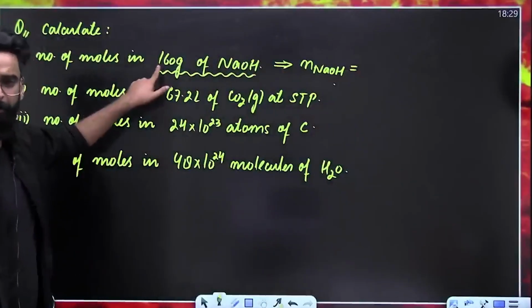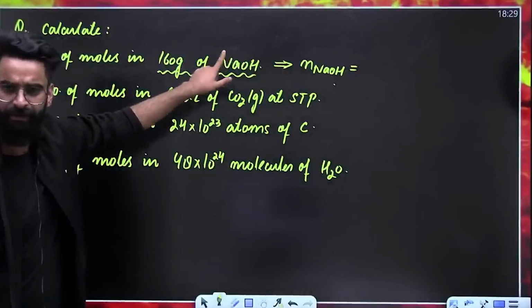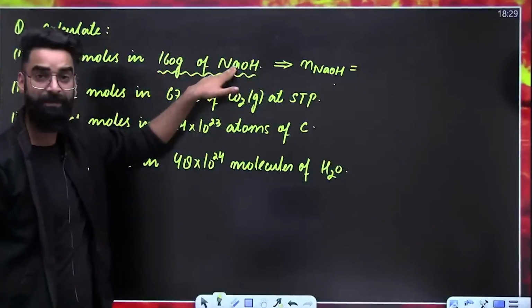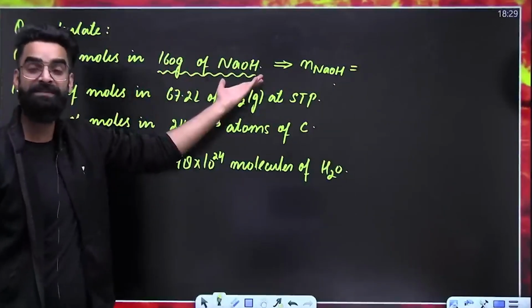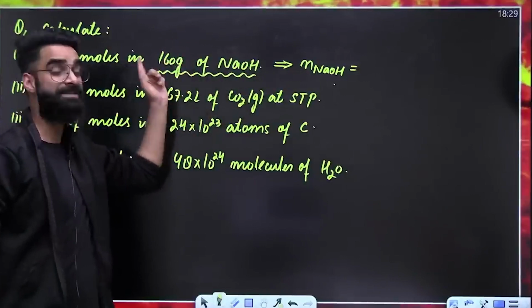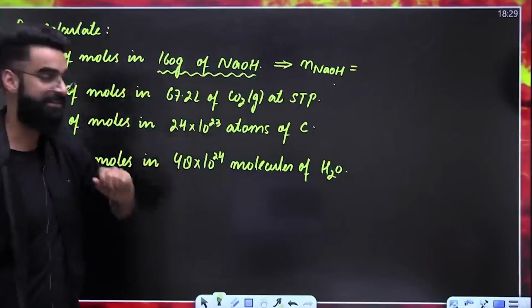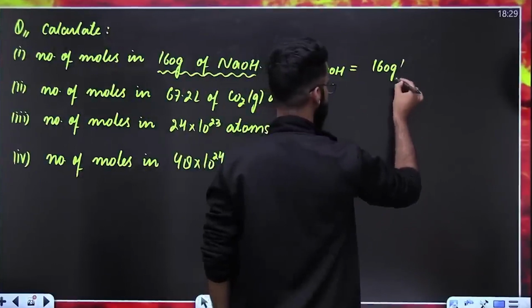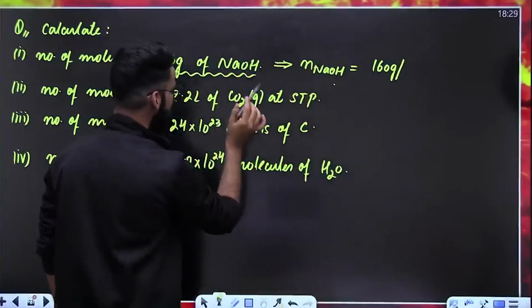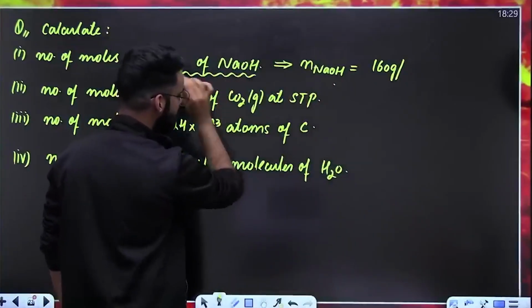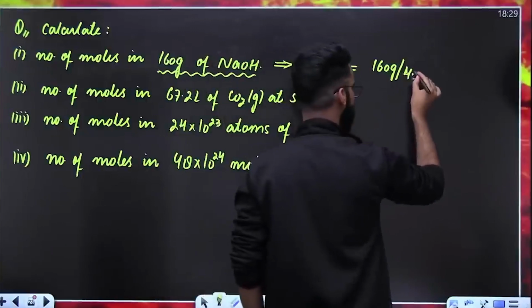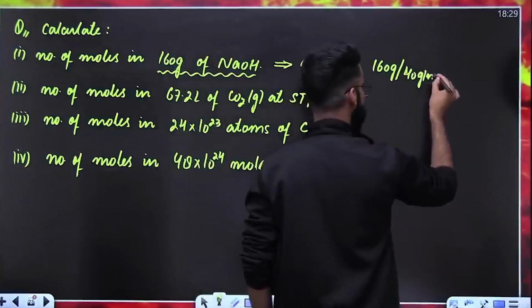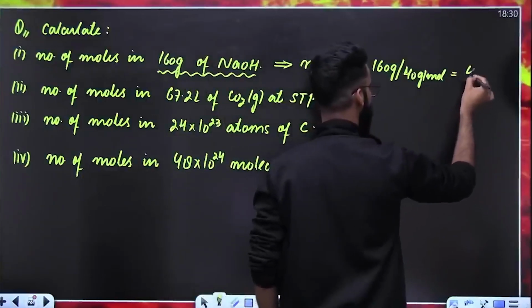What will be your answer? You will say mass of substance is given, and we have to calculate moles of substance. How do you convert mass into moles? It's given mass divided by molar mass. Given mass of substance is 160 grams divided by molar mass of NaOH, 23 plus 16 plus 1. The value comes out to be 40 grams per mole. So what is the final answer? The value comes out to be 4.